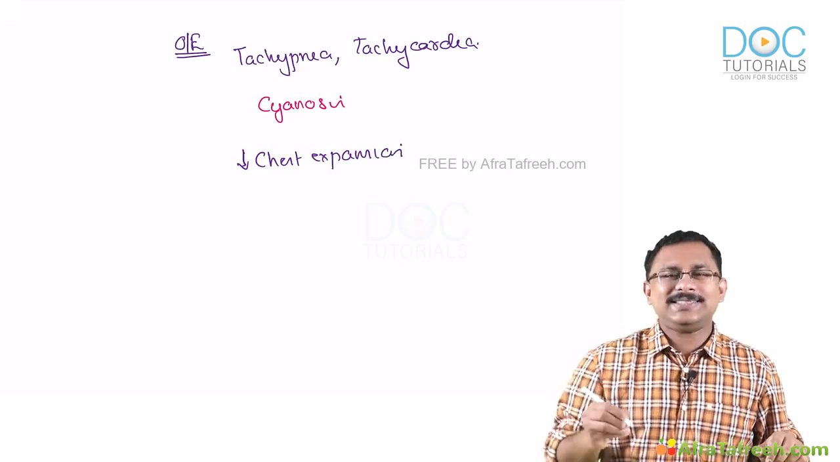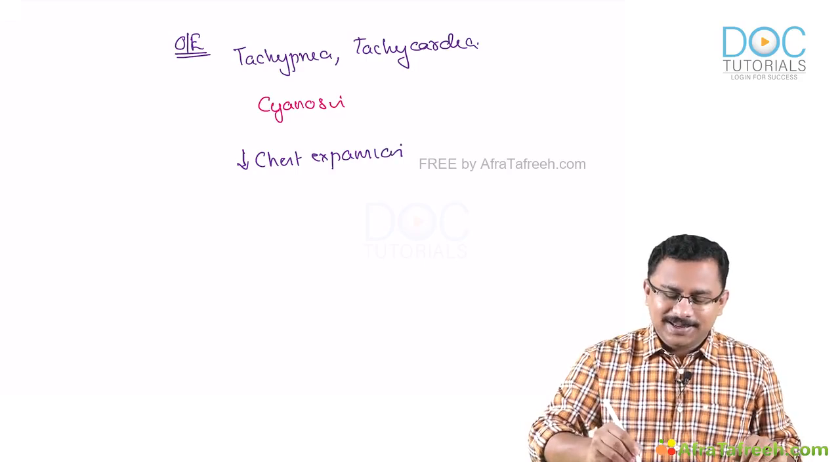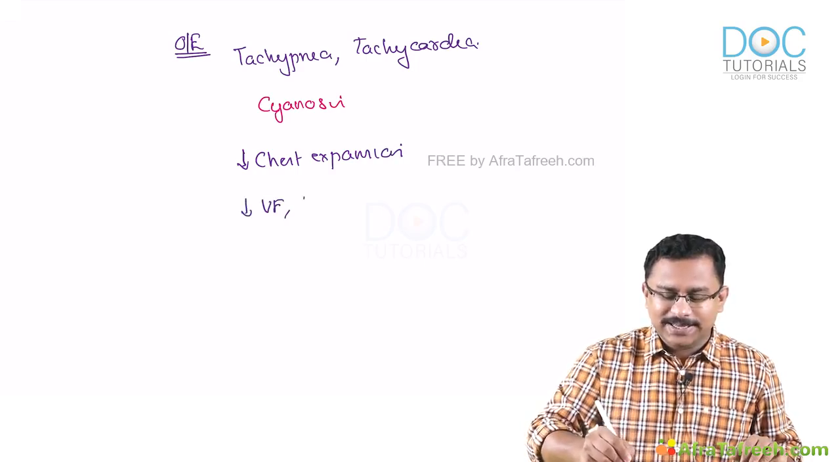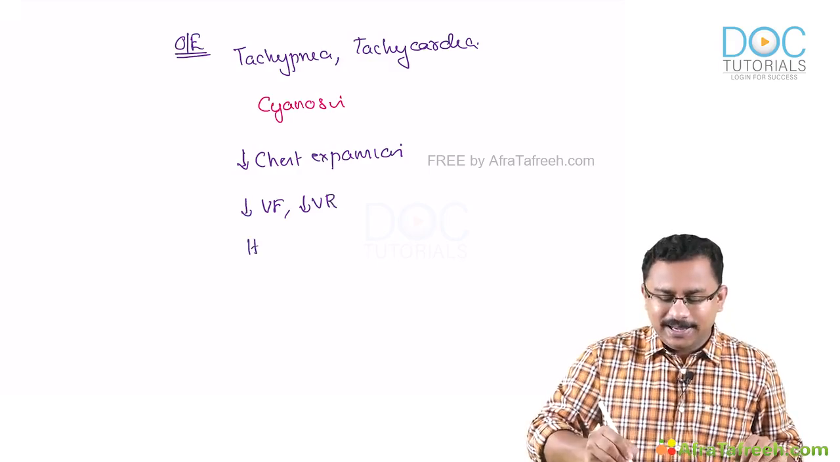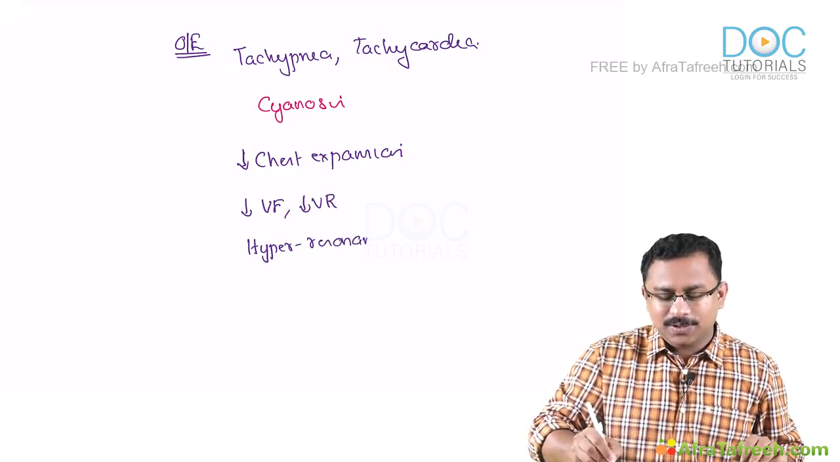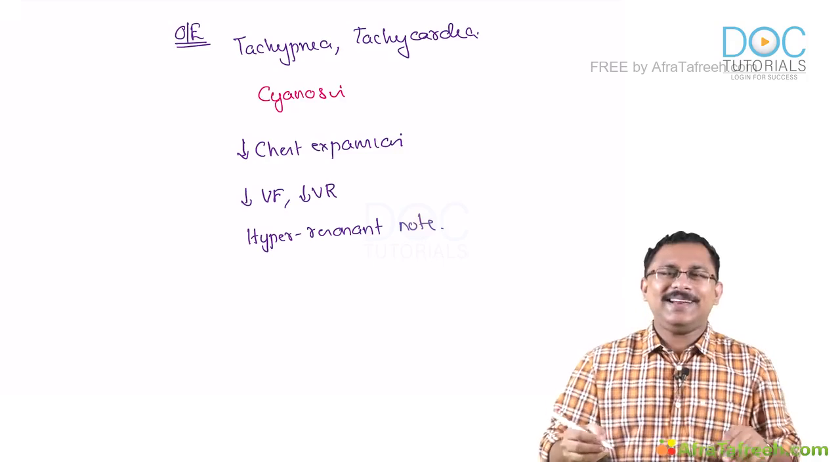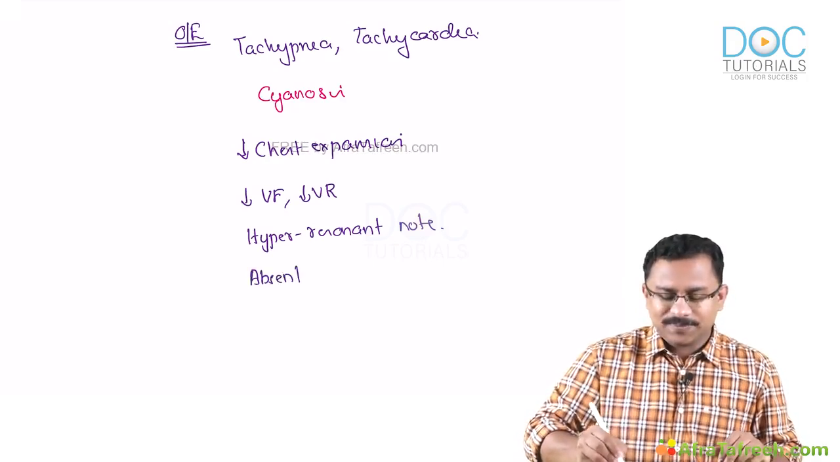There is a decreased chest expansion on the side of the pneumothorax. And you will find that there is a decreased vocal fremitus and decreased vocal resonance. On percussion, you will find a hyper resonant note. And also you will find that the patient probably has absent breath sounds.